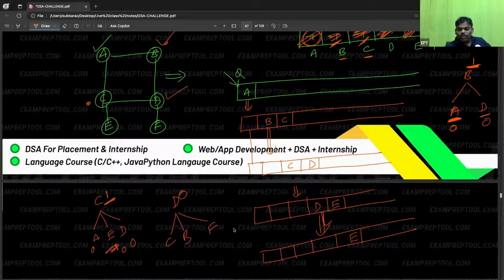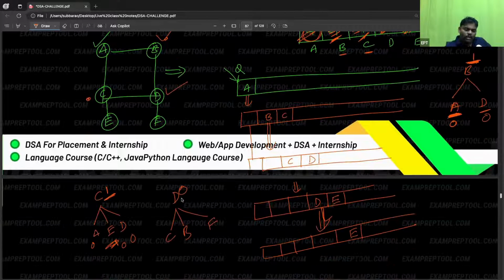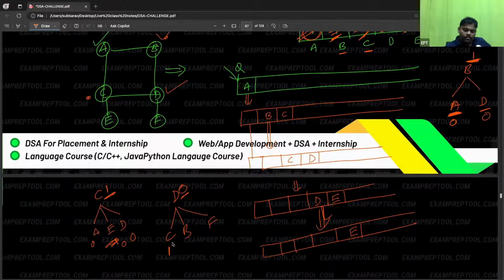Now D is asking all adjacent people C, B, F. Hello C, what is your color? C said that my color is 1. So my color is 0, your color is 1, no problem. This is right, anything other than -1 means visited. Now D is asking B also, hello B, what is your color? B said that my color is 1. So 1 means it is visited and opposite, no problem.